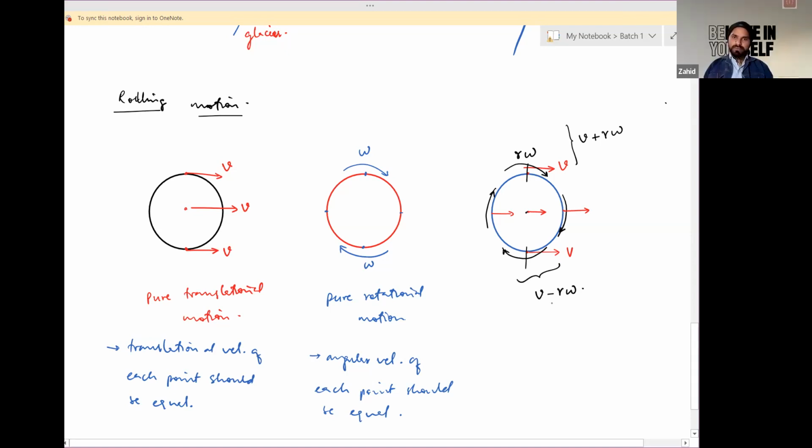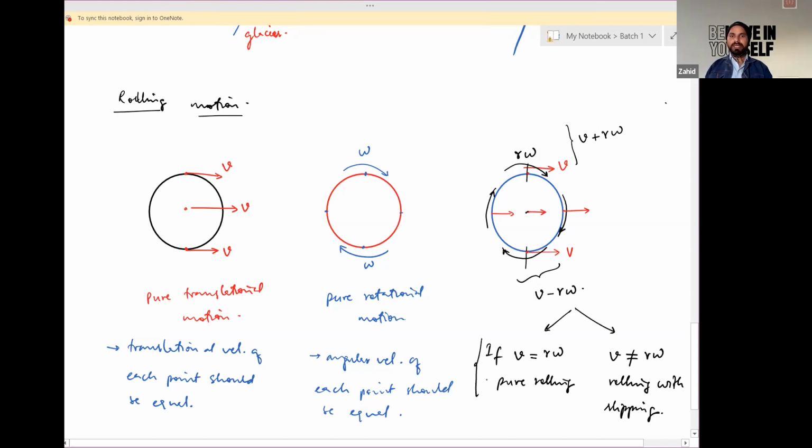Okay. Now, on the basis of these two terms, we may define: if the translational velocity equals the rotational part, then it is called pure rolling motion. It means translational velocity and rotational velocity will be equal to each other. That is called pure rolling motion. And if v is not equal to r omega, that is called rolling with slipping. So you have to define only this first part.